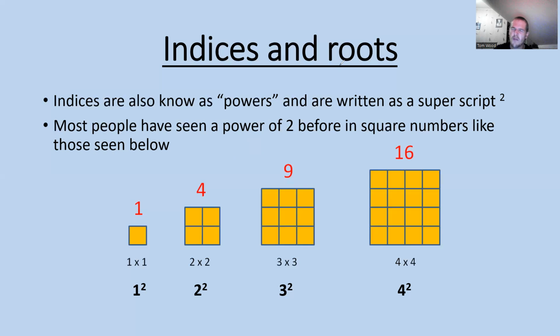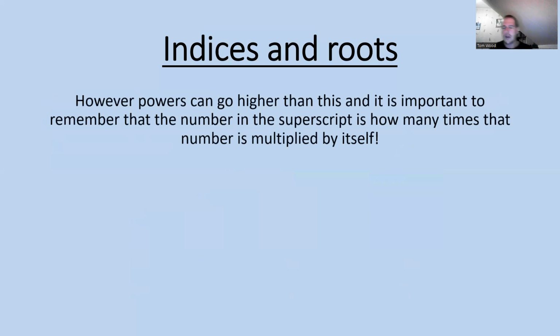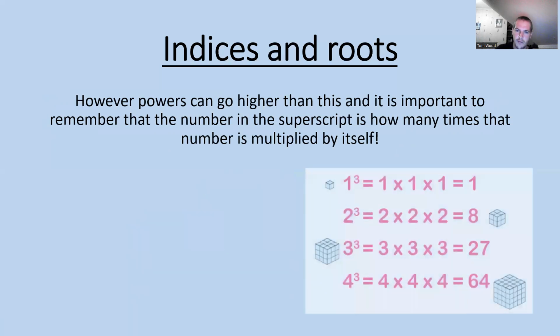So square numbers, very, very common. We see them quite frequently. But these indices are not always just linked with square numbers. In regards to us, we will only really see square numbers, maybe a cube number. But just remember, the superscript is how many times that number is multiplied by itself. So in this case, we've got a cube number. 1 times 1 times 1 is 1. 2 cubed, 2 times 2 times 2, is 8.